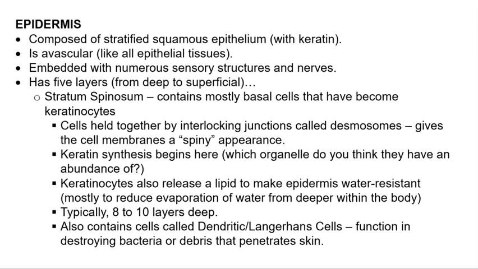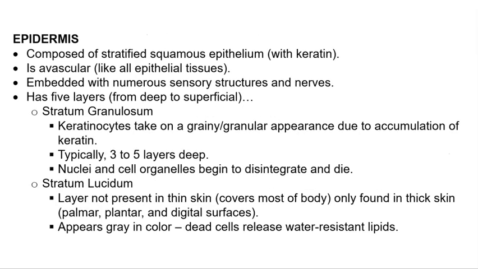These cells function in an immune capacity because they destroy bacteria, debris, or other microorganisms that happen to penetrate the skin. In the stratum called the stratum granulosum, the keratinocytes take on a grainy or granular appearance due to the accumulation of keratin proteins. Typically, the stratum is about 3 to 5 cell layers in thickness. The nuclei and the organelles of the keratinocytes begin to disintegrate and die within this layer.